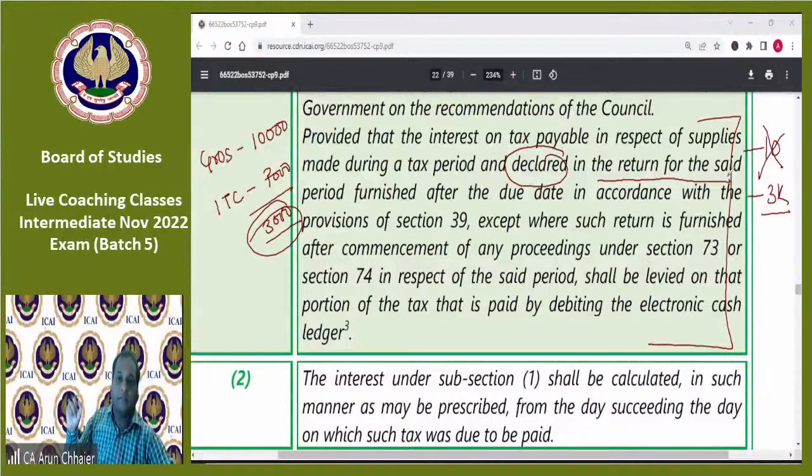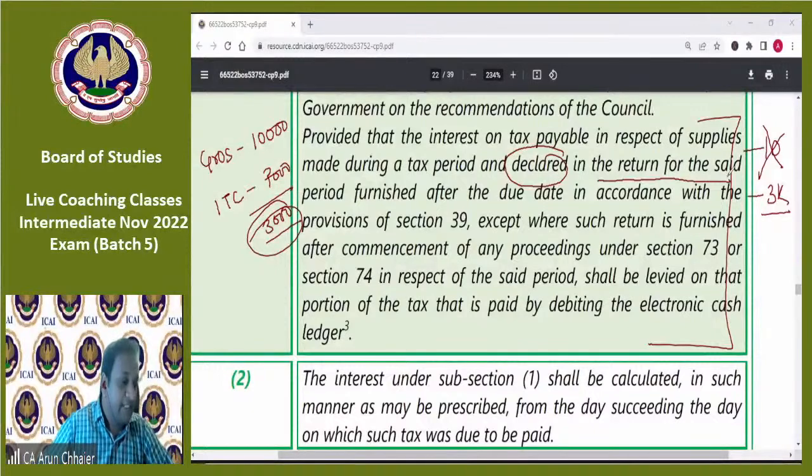If you have declared the tax liability in the same return, that is for the month of June GSTR 3B, but instead of 20th July, you are filing the return on 25th July, then interest for 5 days would be applicable on 3,000. Interest for the 5 days would be applicable on the net tax liability paid in cash, that is 3,000. Otherwise, 10,000. What can be the example of otherwise?